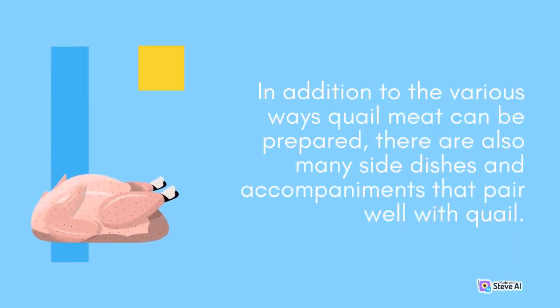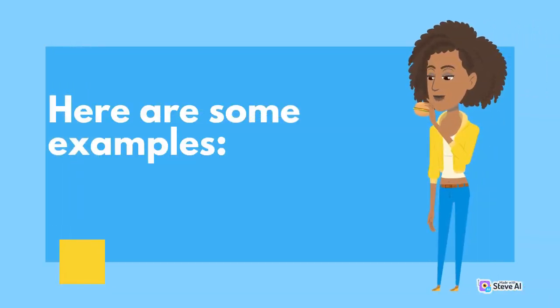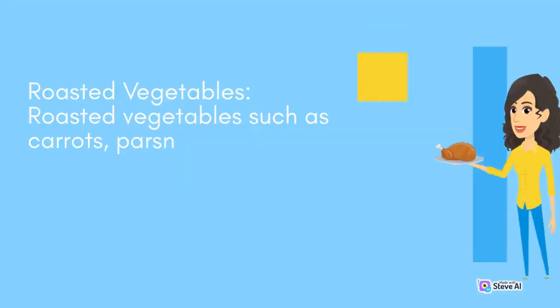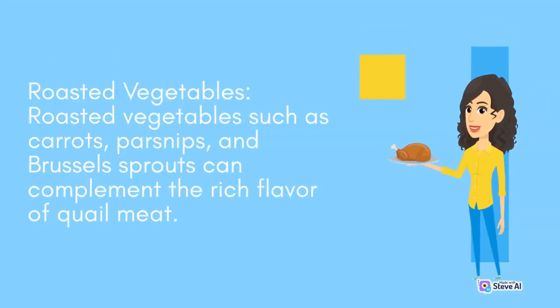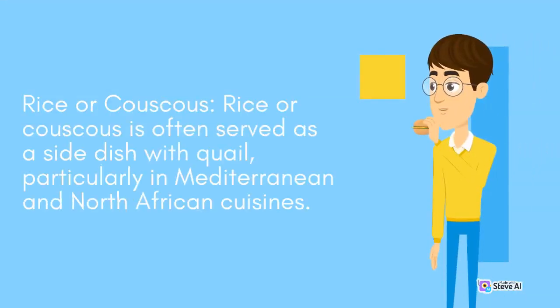In addition to the various ways quail meat can be prepared, there are also many side dishes and accompaniments that pair well with quail. Here are some examples. Roasted vegetables. Roasted vegetables such as carrots, parsnips, and Brussels sprouts can complement the rich flavor of quail meat. Rice or couscous. Rice or couscous is often served as a side dish with quail, particularly in Mediterranean and North African cuisines.